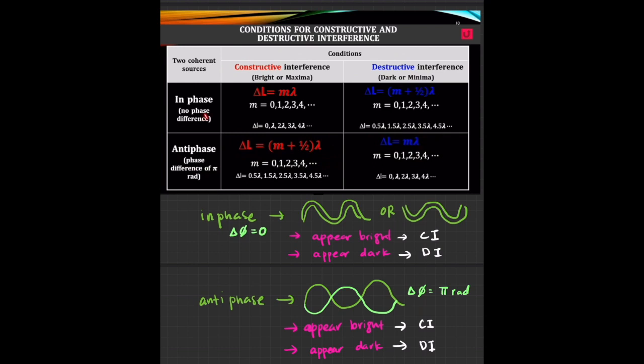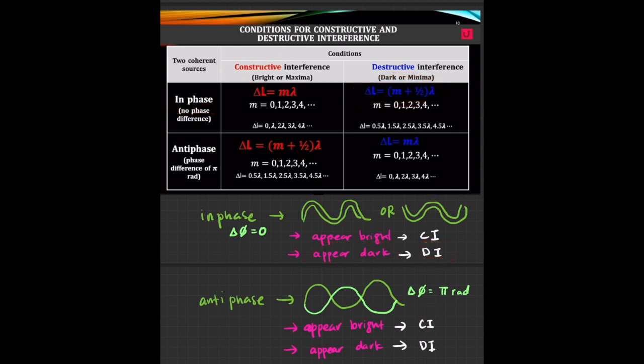What is in phase? In phase means that when two sources overlap each other, whether crest to crest or trough to trough, the delta phi, or the path difference or phase difference, is equal to 0. And when the overlap appears bright, we use the constructive interference equation. While if the two sources overlap and appear dark, we use the destructive interference equation.